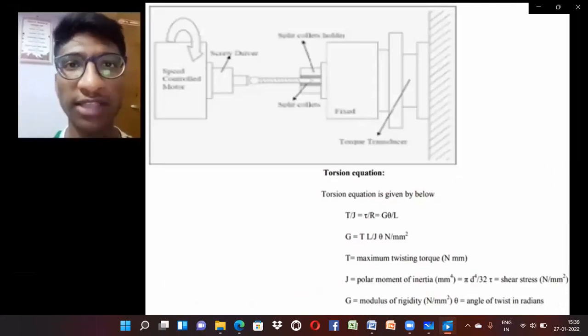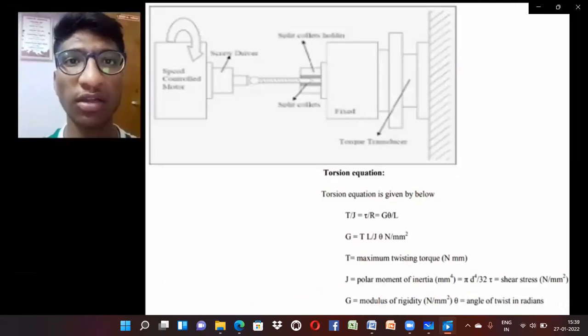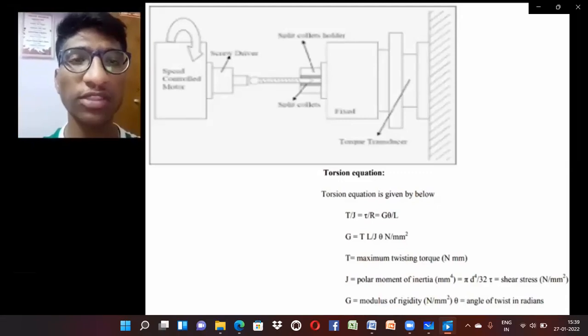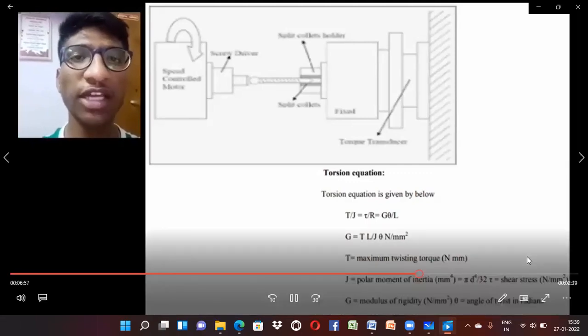So we have two machines, guys, in the laboratory. One machine has 0.01 division and the other machine has 0.05 division. So it is your wish, you will go with whichever is comfortable and easy to calculate. For each 5 degrees we have to take the reading.